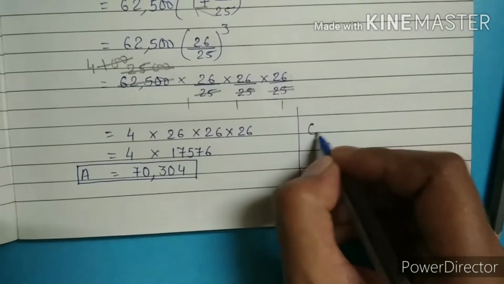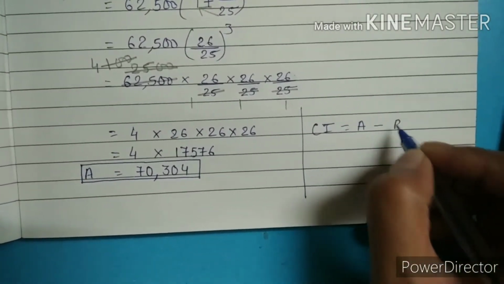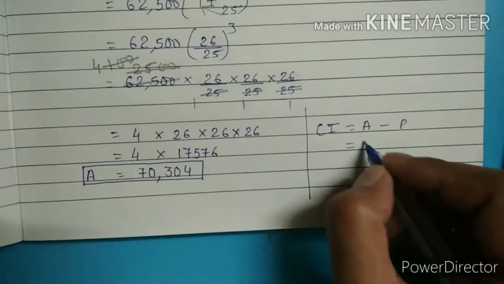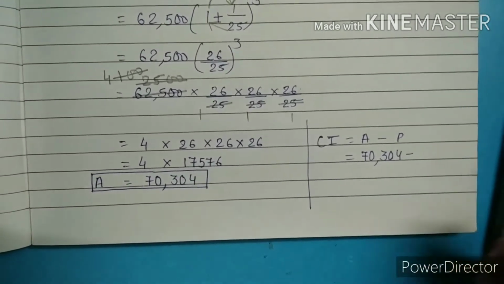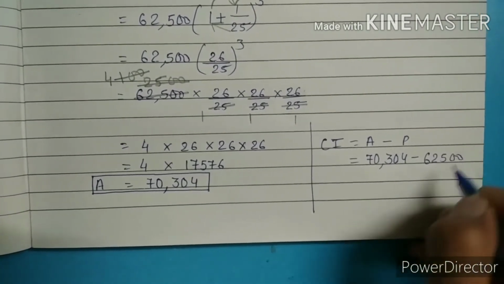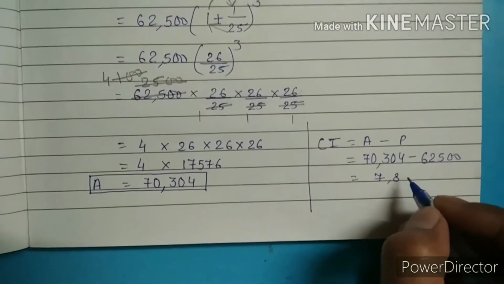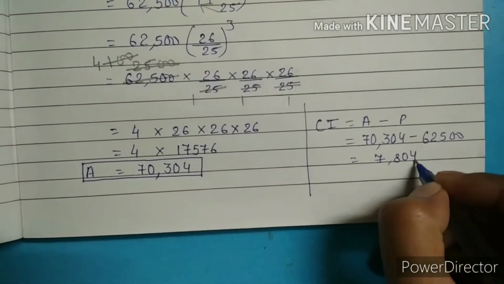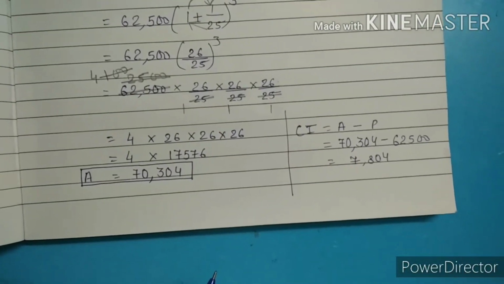Now we have to calculate compound interest, so that is amount minus principal. Amount is 70,304 minus principal is 62,500. After subtraction we will get 7,804. So this is our solution of C of question number first.